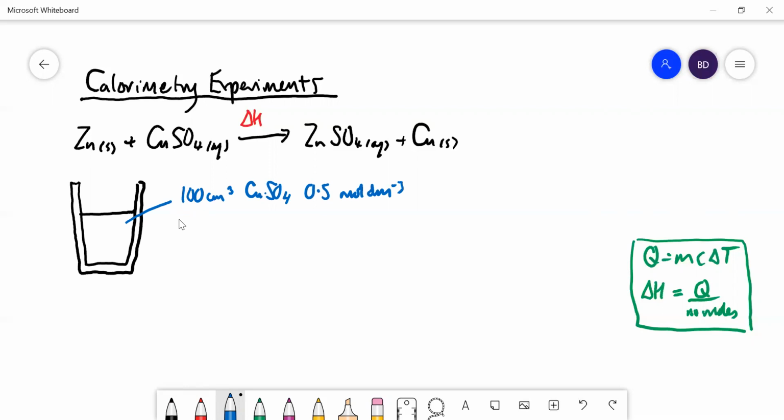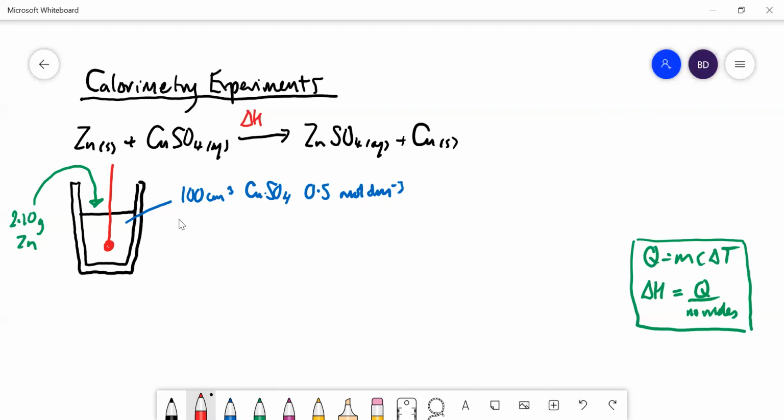And then we're going to weigh out some zinc in a little weighing boat. And we're going to add here 2.10 grams of zinc powder. We want the reaction to happen quite quickly, so we use powder rather than granules, and then that's going to go in there, and we're going to have a thermometer in there. Okay, and we're going to measure the temperature, the delta T.